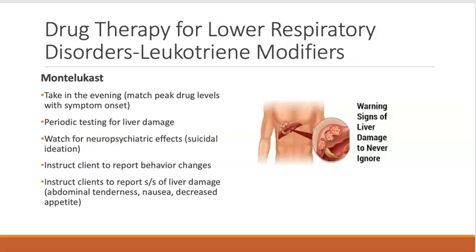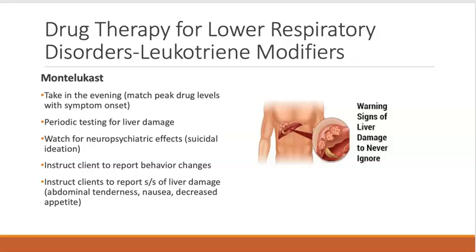And then montelukast is a drug that you will often see prescribed. This drug is also known as Singulair, if you've heard of that. It can be prescribed for exercise-induced asthma. So if somebody knows that they have issues and they're playing sports, this may be something that they are prescribed. This one, I think they say take in the evening to match the peak drug levels with symptom onset.